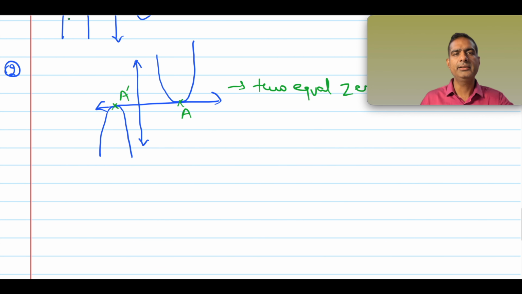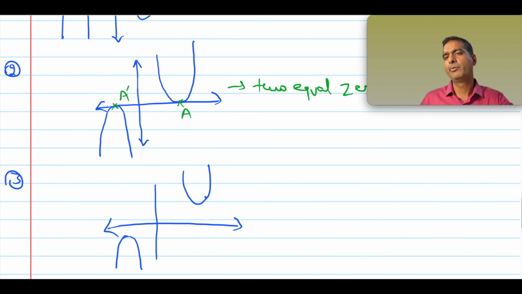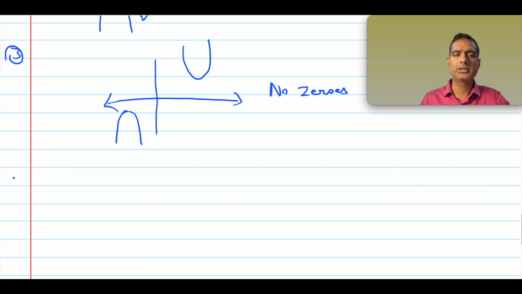Now in the third case, it can happen that the parabola is not touching the x-axis at all. And we know zeros are the points where the curve is crossing the x-axis. But in this case, the parabola is not touching the x-axis. So in this case, there are no zeros. So there is not a single value of x where the value of y becomes 0, or this expression is equal to 0. Now let us take an example of a cubic equation.